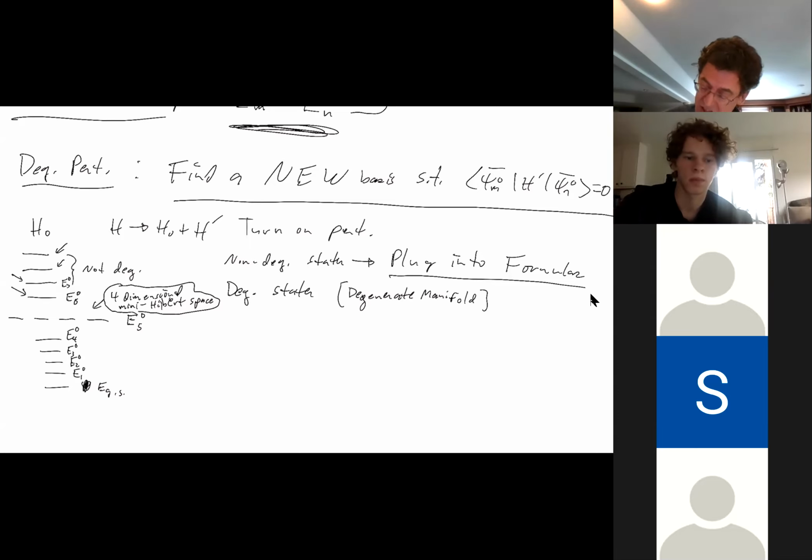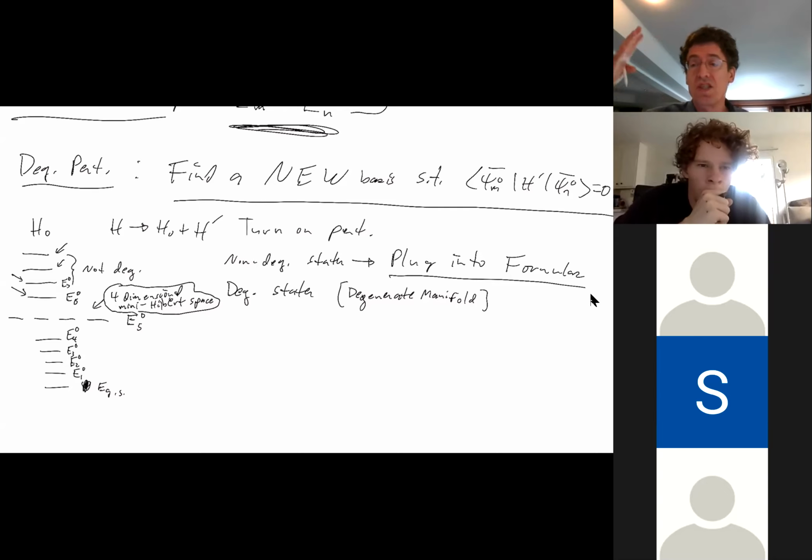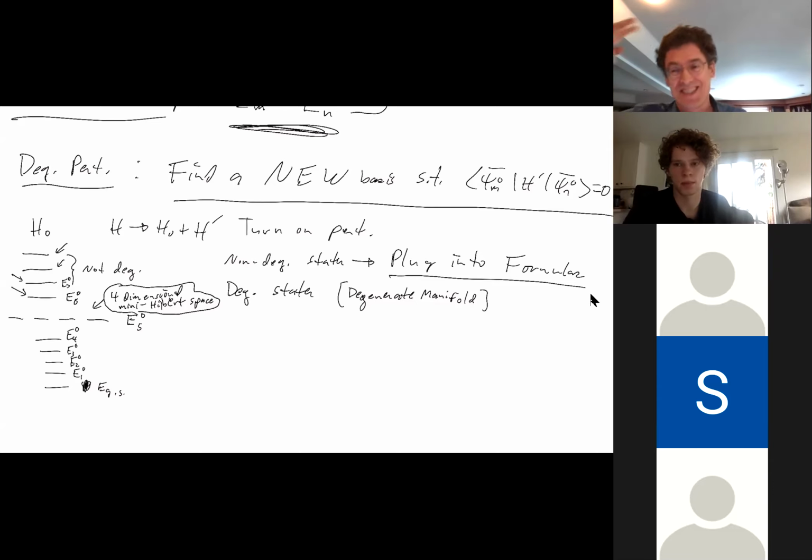Okay, so now you get to this degenerate manifold, and I'm saying to you, what does the perturbation do to this degenerate manifold? And so what you want to do, quite naturally, is plug into those formulas that we have, because that's all you know. Use those formulas, and you love them. We all love them.